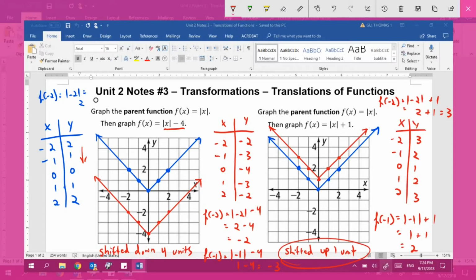So looking at these two graphs, we see that one shifted down 4 units and the other shifted up 1 unit. Now, looking at the equations, what gives you a hint as to how the graph moves? It's the number at the end right here. This -4 shifted down 4 units. This +1 shifted up 1 unit.